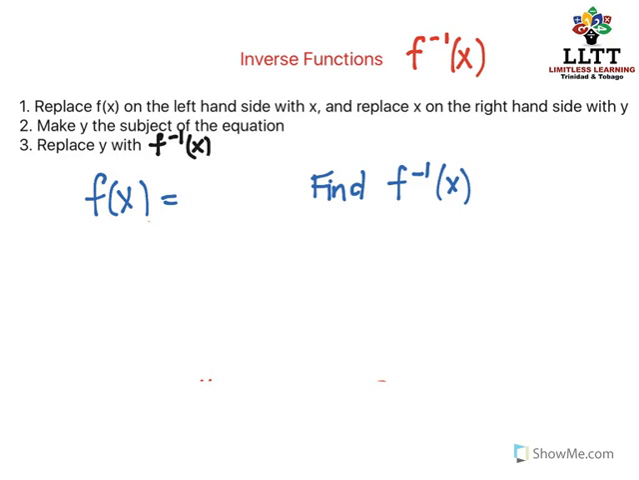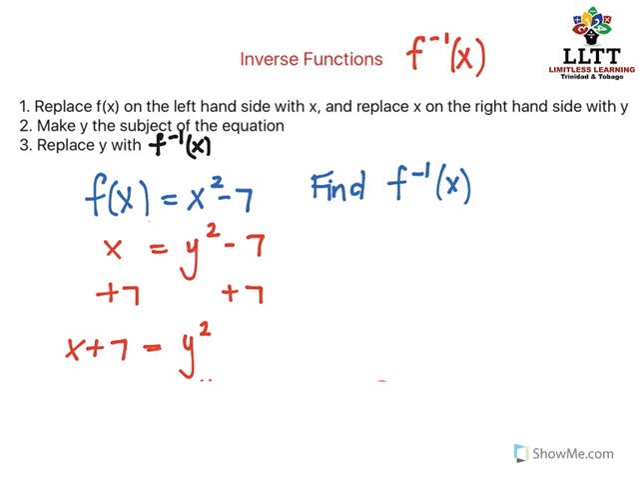So in this case, my f of x is equal to x squared minus 7. So again, I'm going to follow my steps. First step is I replace f of x on the left hand side with x, and I replace x on the right hand side with y. So this becomes y squared minus 7. And now I have to make y the subject. So I'm going to add 7 to both sides.